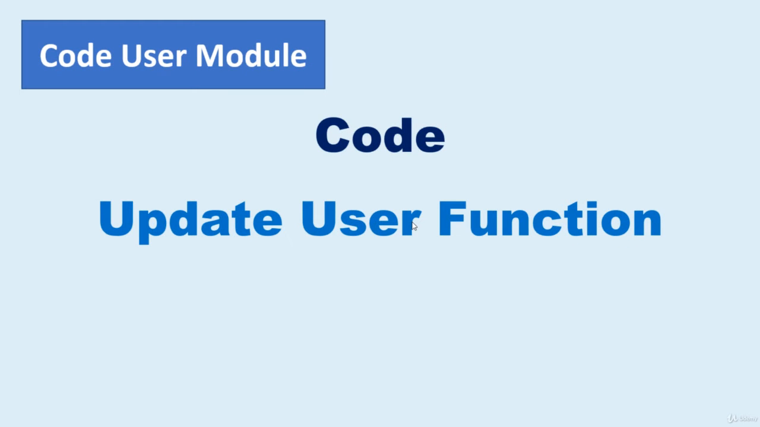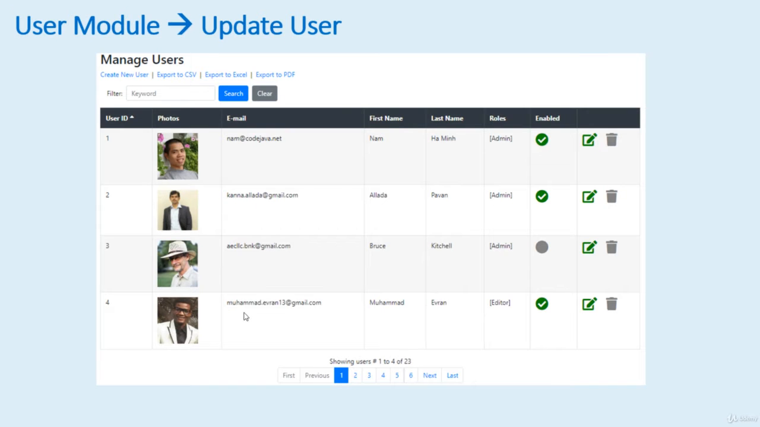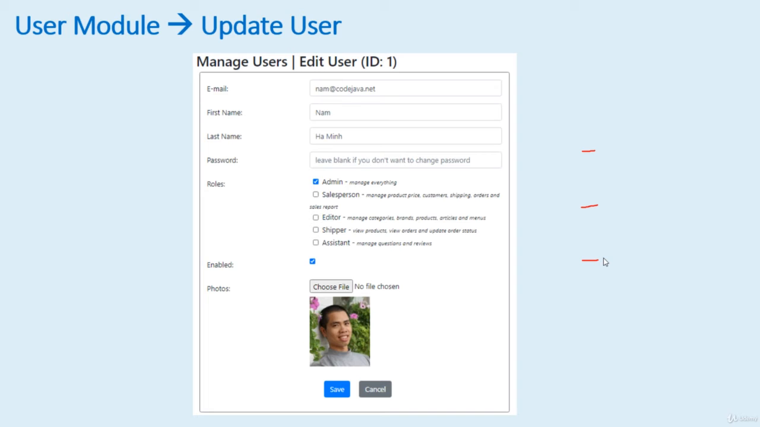In this lecture, I will guide you to code the update user function of the user module in the Xiaomi admin application. In the user listing page, the admin user can click the edit button to edit the details of a specific user, and the edit user form appears like this, allowing the admin to edit the details such as email, first name, last name, password, roles, assignment, and enable status, similar to the create new user form. And note that we won't code the user photos upload as it will be covered in a separate lecture.